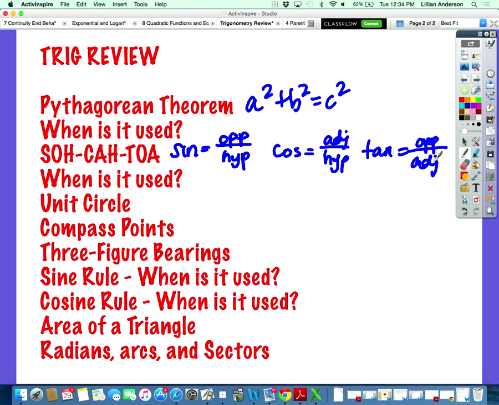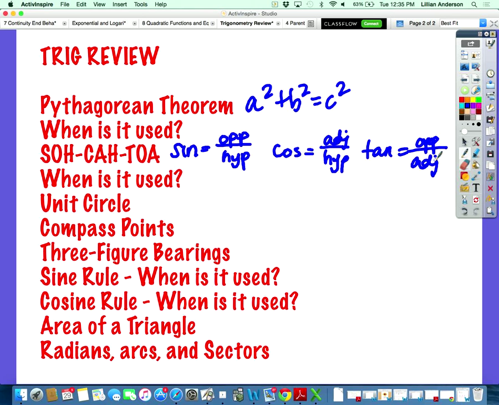In what quadrant is tangent positive? First and third. Because tangent is what over what? Sine over cosine. And sine is your y and cosine is x.